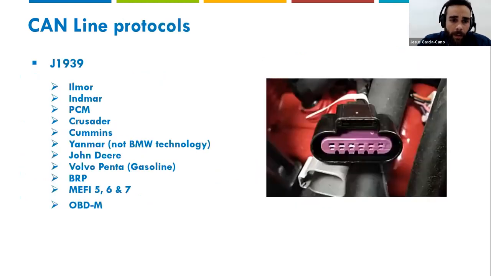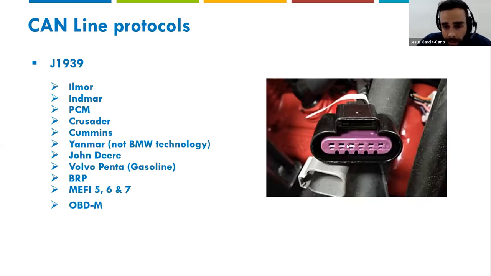Okay, let's go. One of the most important protocol applications is J1939. It's probably the most important communication in the automotive environment. In marine also, all of these brands use J1939: Ilmor, Inmar, PCN, Crusader, Cummins. And this protocol is a standard, a norm, and all manufacturers follow this norm.